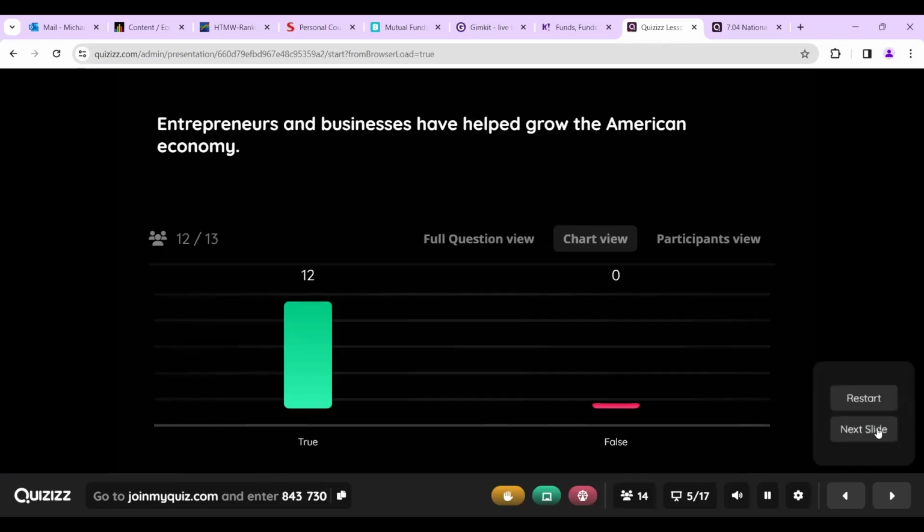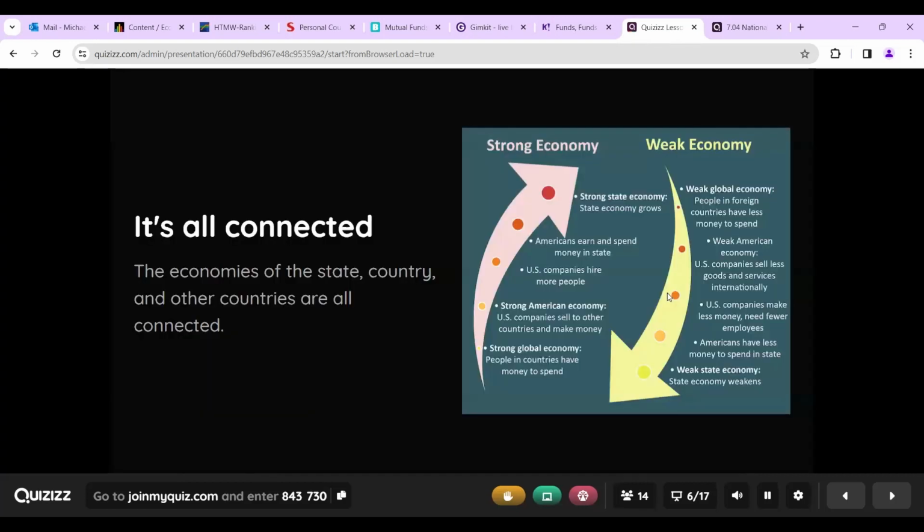So true. Yes. It's all connected. The economy of the state, country, and other countries are all connected. Strong state economy: the economy grows, Americans earn and spend money in state, and U.S. companies hire more people. Strong American economy: U.S. companies sell to other countries and make money. Strong global economy: people in other countries have money to spend. Weak global economy: people in foreign countries have less money to spend.